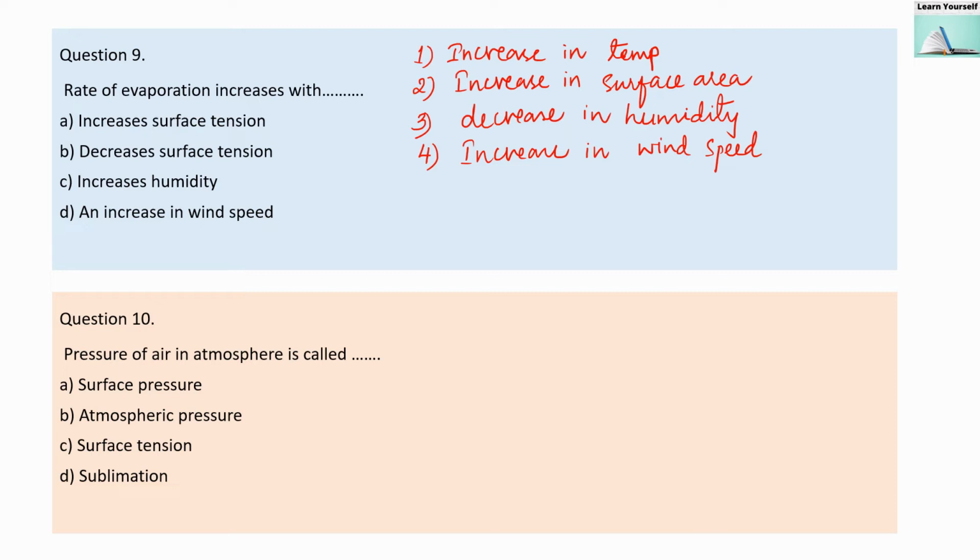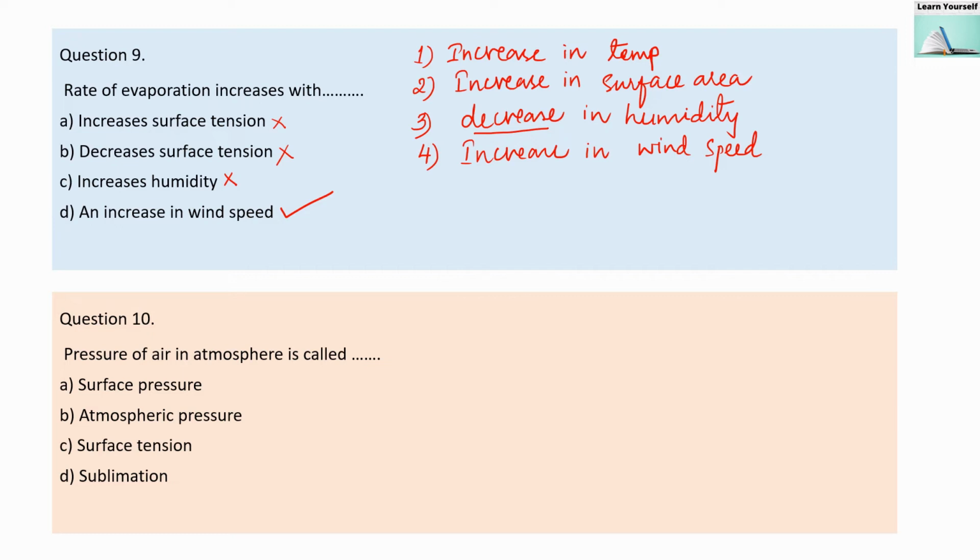So here, increases surface tension is not a part of our syllabus. Decreases surface tension, again that is not a part of our syllabus. Increases humidity. Humidity does affect evaporation, but a decrease in humidity will increase the rate of evaporation, so this is also wrong. An increase in wind speed. Yes, when wind speed increases, it will increase the rate of evaporation. Sometimes they may ask the opposite, that rate of evaporation will decrease with. Then all these parameters will become opposite. So you have to remember that and prepare accordingly.